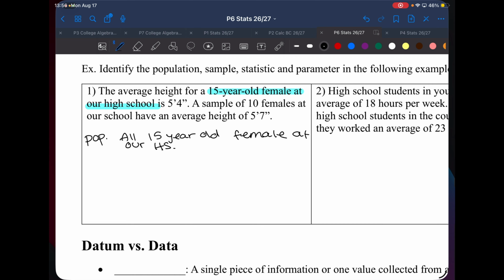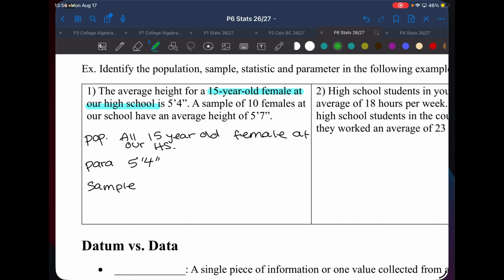Okay, what would be the parameter that's attached to that population? 5'4". Remember, the parameter is the data that's attached to a population. They said the average height for all 15-year-old females at our high school is 5'4". Okay, now we're looking at the sample. What sample did they take?